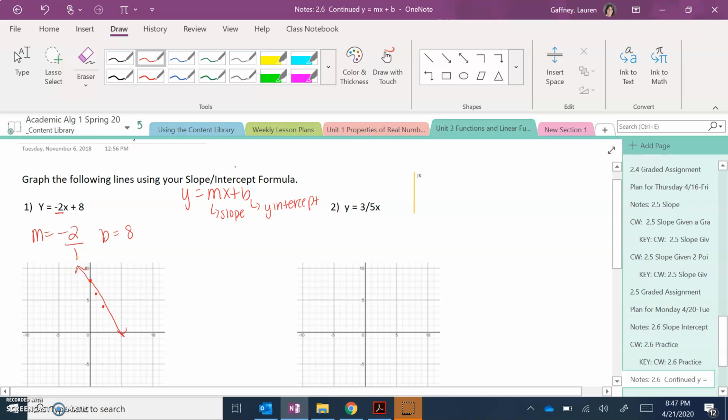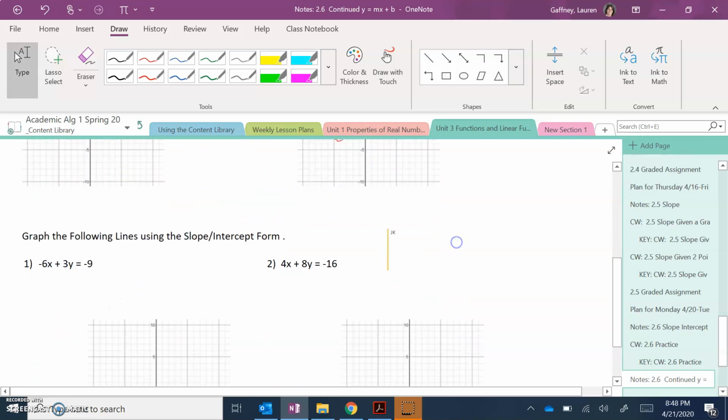Okay, come over here. Your m is 3/5. Now, there's nothing added on here for your b, so that means your b is simply 0. So we're going to start at 0, and then we're going to go up 3, right 5, up 3, right 5, and connect those. Okay, so that was what you had done earlier in the week.